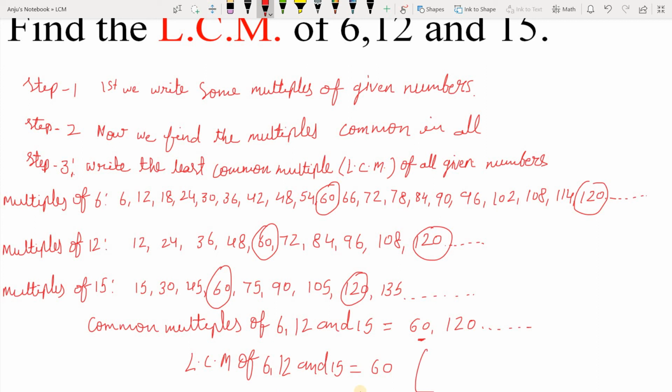And this method of finding LCM is known as the listing method. This method is very time consuming, especially when we need to find the LCM of 3 or more digit numbers. So we have another method of finding LCM that we will learn in our next video.